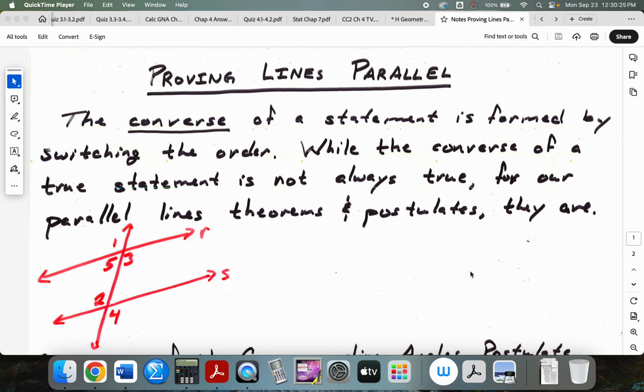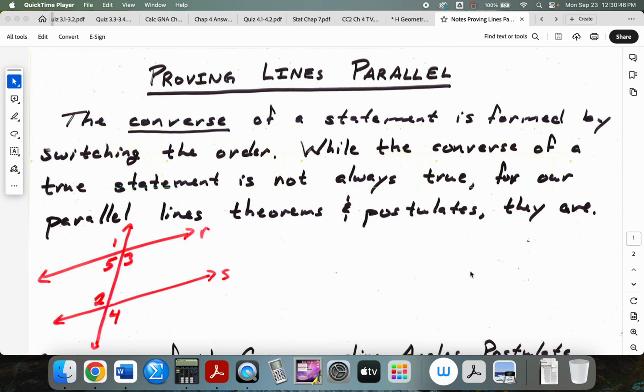Today we're going to reverse the process. So far in this unit, every problem has started off by telling you what's parallel to what. Now we're going to go, well, what if we don't know they're parallel, but we have some information about some of the angles? How can we conclude that the lines are parallel? And to do that, we're simply going to be using the converse.